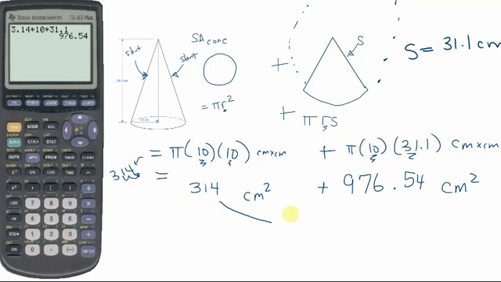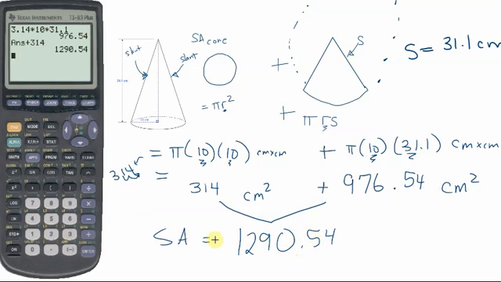Okay, last stage, we're going to simply take the circle and the cone top and add them together. So I got 976.54. We're going to add 314. And lo and behold, we have 1290.54. And if we wanted to round, you could put 1291. So the surface area of this shape is 1290.54. And what am I missing? The centimeters squared.